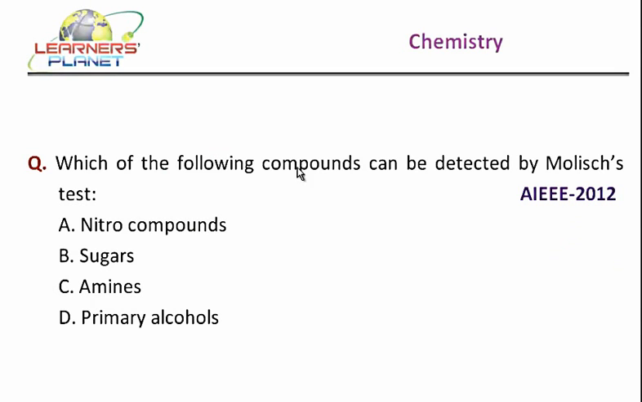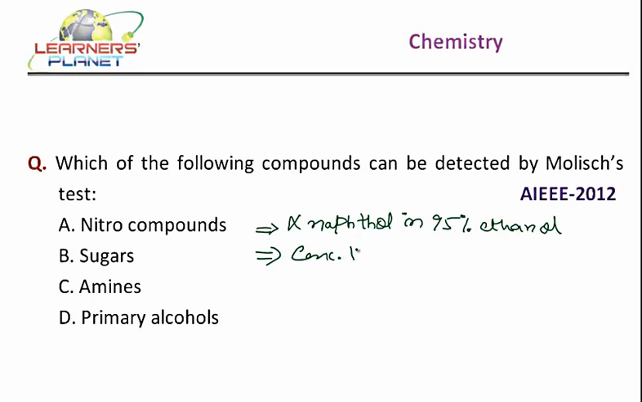Which of the following compounds can be detected by Molisch test? Now, Molisch test is used for detecting sugars. Now, what is Molisch reagent? Do you know what is Molisch reagent? Molisch reagent is alpha naphthol in 95% ethanol. Right? And in this test, the second chemical which is used is concentrated sulfuric acid.